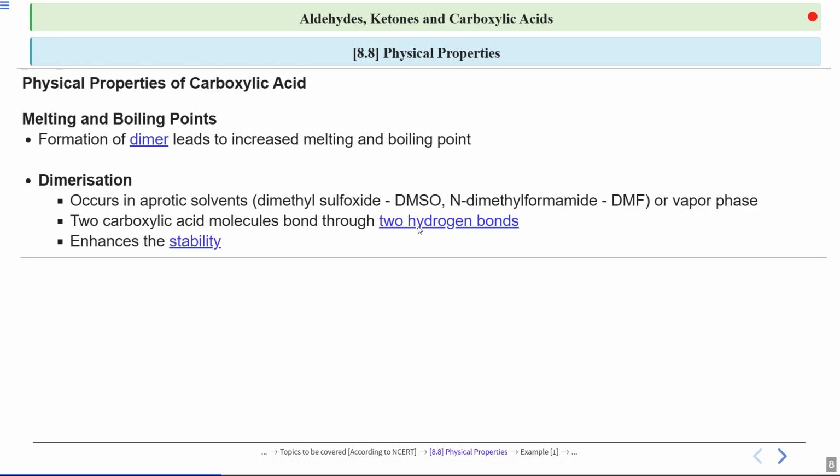The formation of these hydrogen bonds during dimerization enhances the stability of carboxylic acid molecules. This increased stability is why the dimers have higher melting and boiling points compared to the individual molecules. So because of dimerization, the stability of the molecules increases, and because of this stability, they have higher melting and boiling points. This is the concept of dimerization.